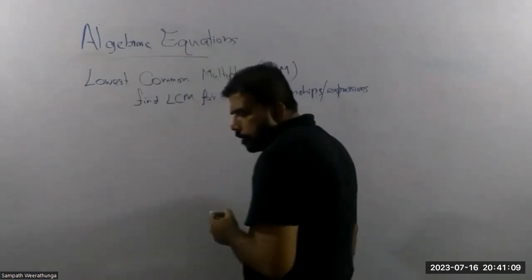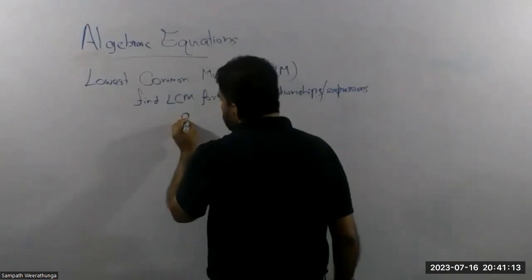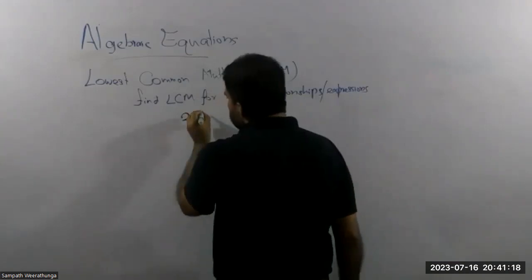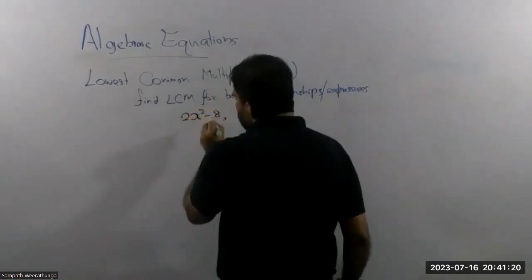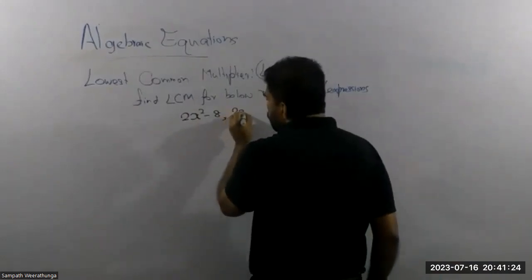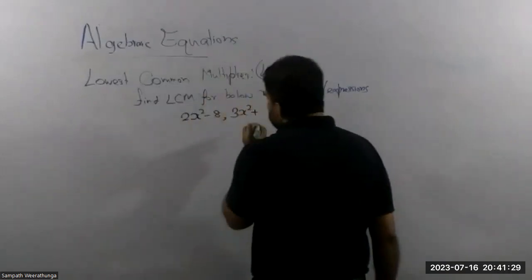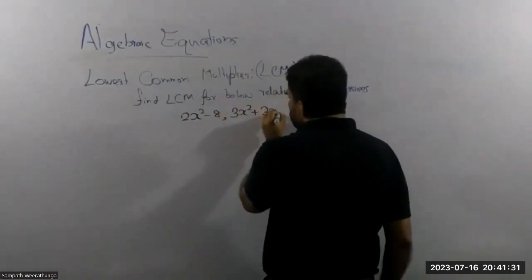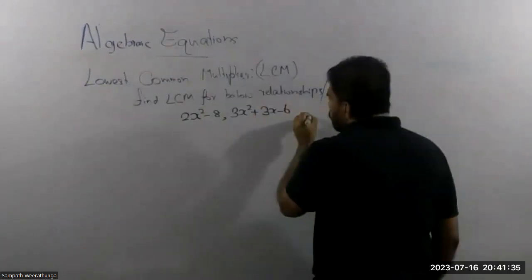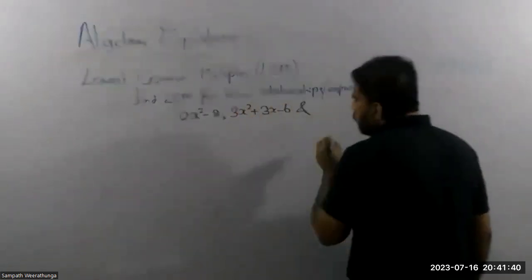Now we are given: find the lowest common multiplier for the below expressions: 2x^2 minus 8, 3x^2 plus 3x minus 6, and 6x^2.